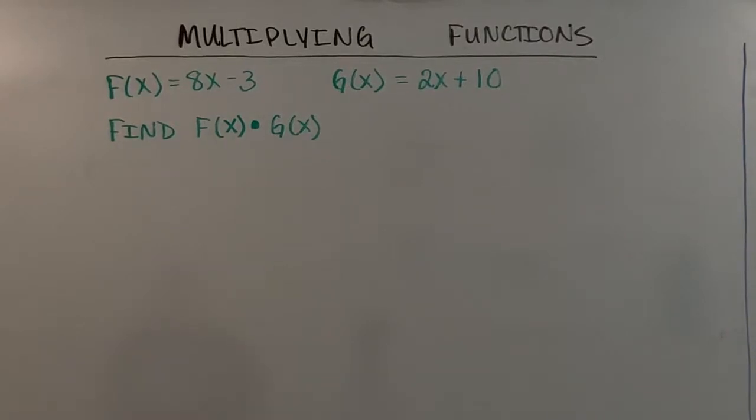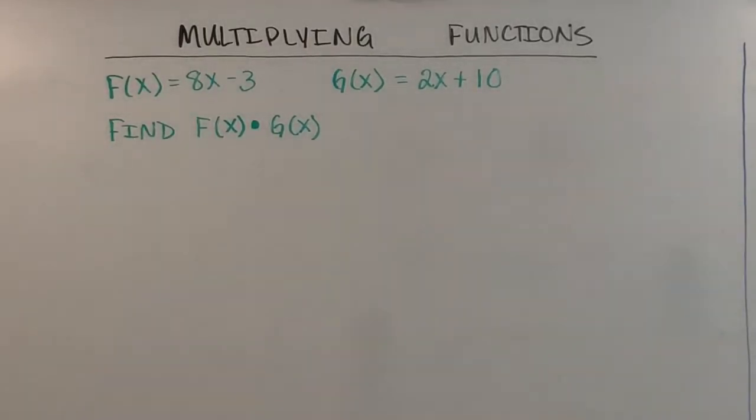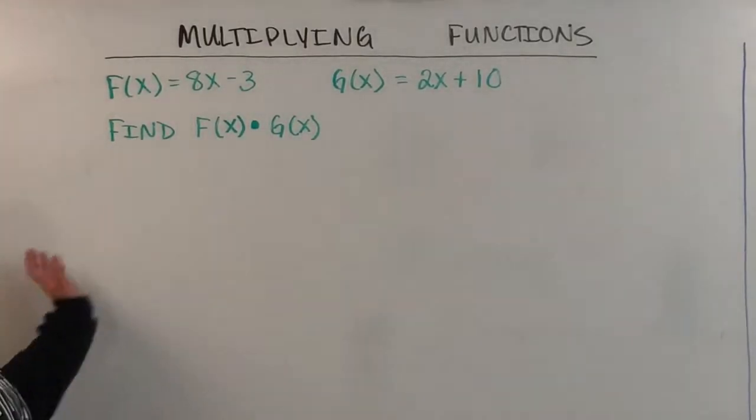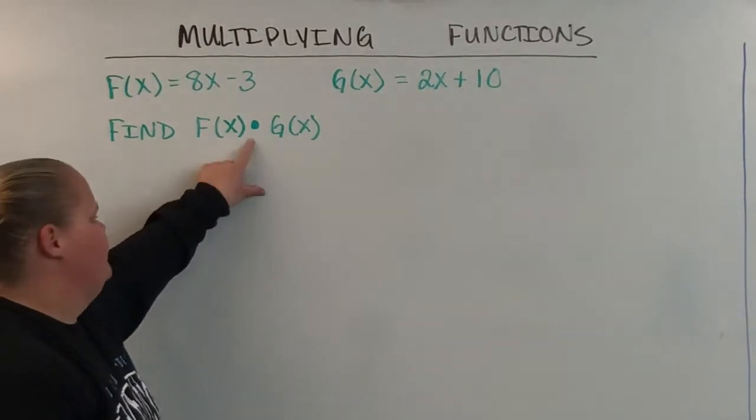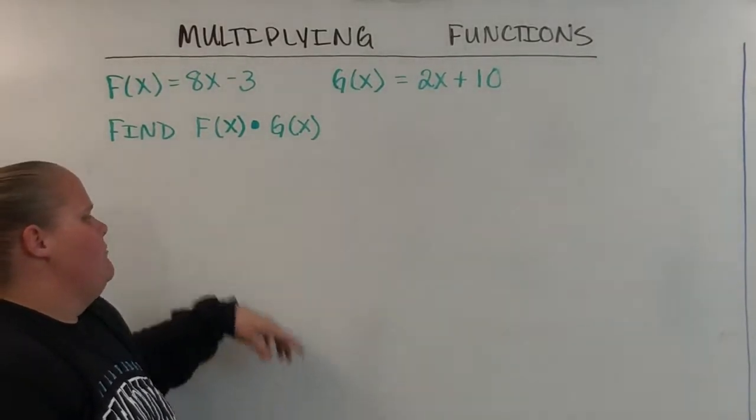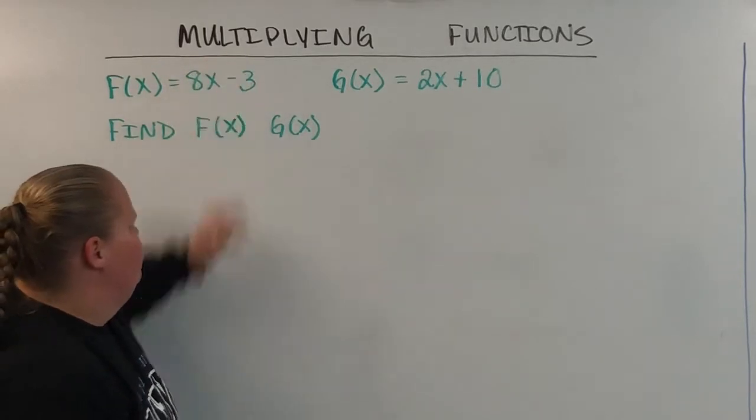Alright, today we're going to talk about how to multiply two functions. So it's kind of the same concept as adding or subtracting. You look at the order that it's written in. I have f of x times g of x. Notice that this is not a composition.